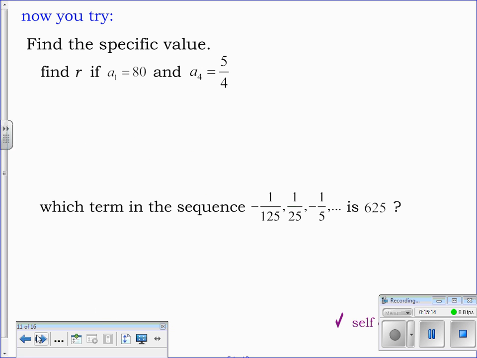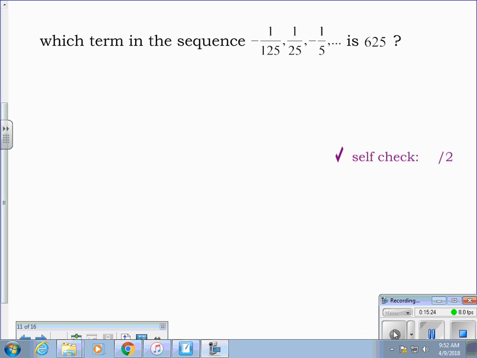Okay, once again, I'm not worried about the top one. We've done finding R so many times. I think we're okay on that. I do want you to do the second one here. Okay, so once again, set up the formula.